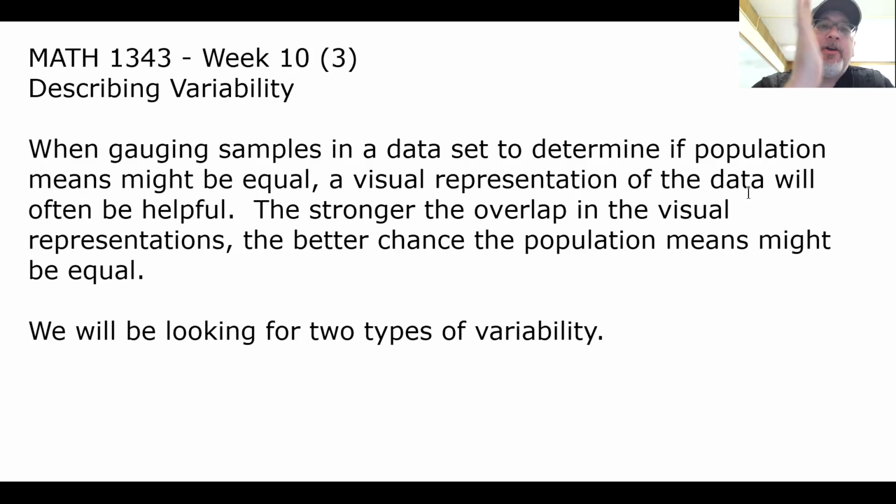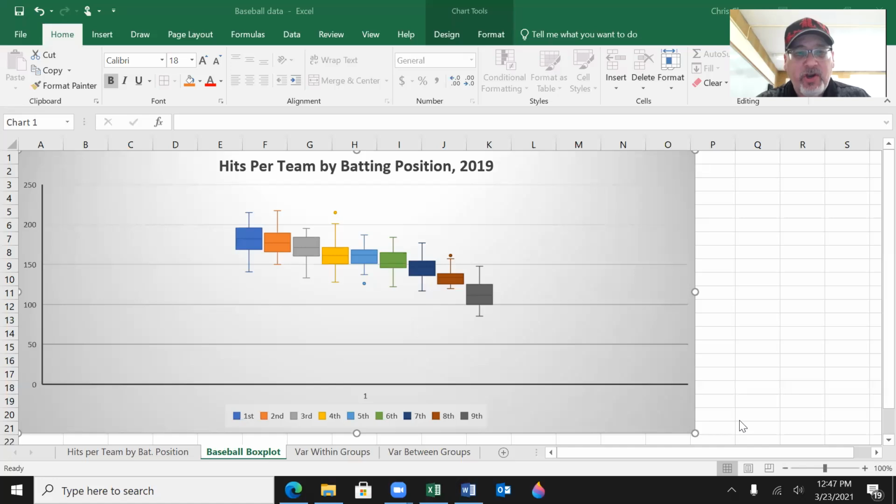Keep in mind that we're comparing multiple samples from multiple populations, and we're trying to use those to gauge whether or not the population means could be the same. So, when gauging samples in a data set to determine if population means might be equal, a visual representation of the data will often be helpful. The stronger the overlap in the visual representations, the better chance the population means might be equal. We'll be looking for two types of variability, but I'll explain what those are in just a second. But first, I want to go to my spreadsheet for a moment and show you what we're talking about.